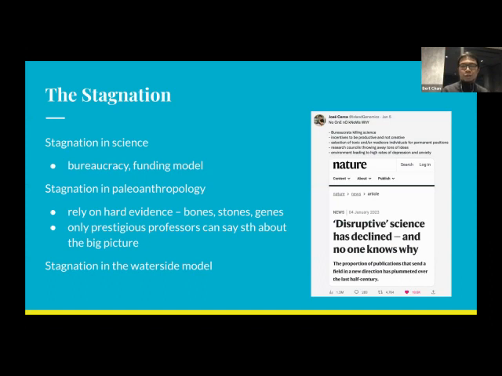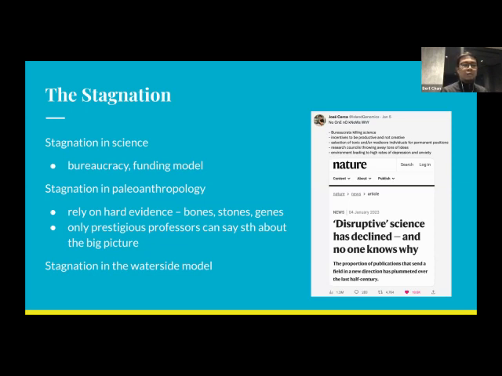There are some discussions about the stagnation of science. On Twitter, I recently saw some trending posts saying that disruptive science has declined and no one knows why. Some people say that maybe it's because of the bureaucracy or the flawed funding model of science, which discourages novelty research and focuses more on incremental studies rather than going into new ways that are more risky.